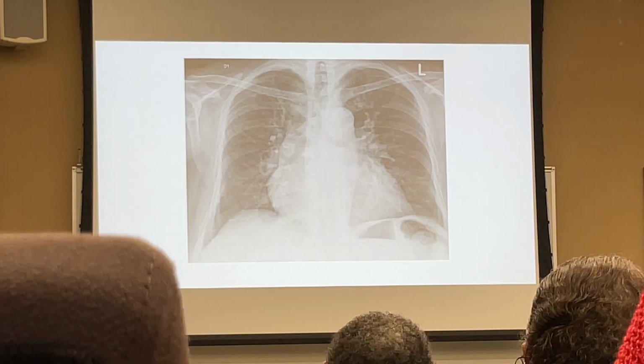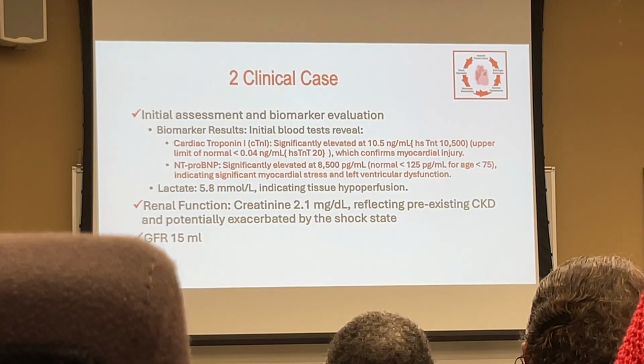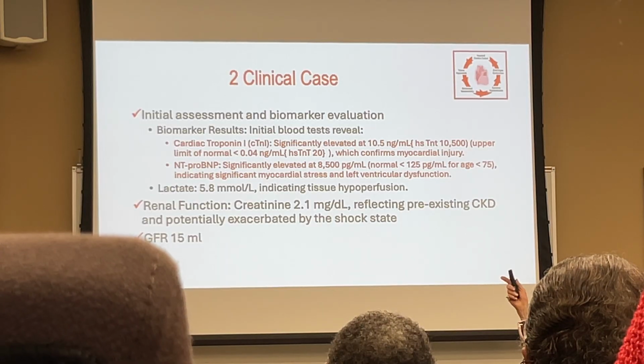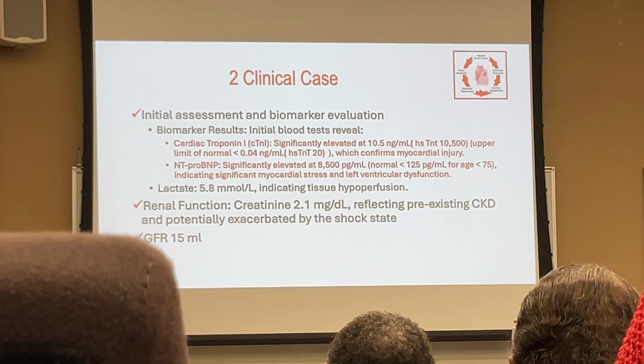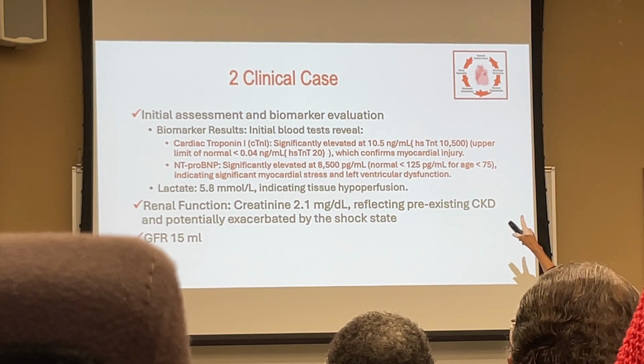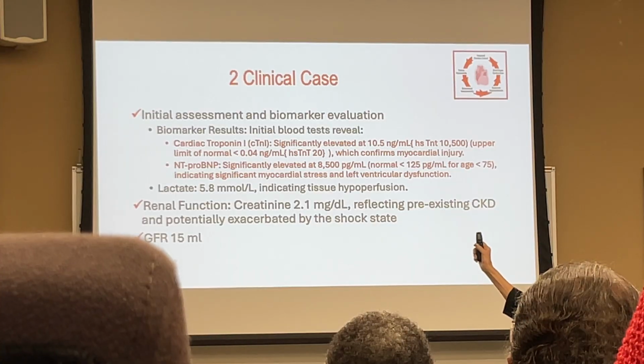You don't have to be radiologists to say, woo, that heart looks big. Okay, so I want to apply each one of the things that I mentioned. In her biomarker result, her cardiac troponin was 10.5 nanograms per mil. So in HS troponin, 1,000 times standard troponin, 10,500.